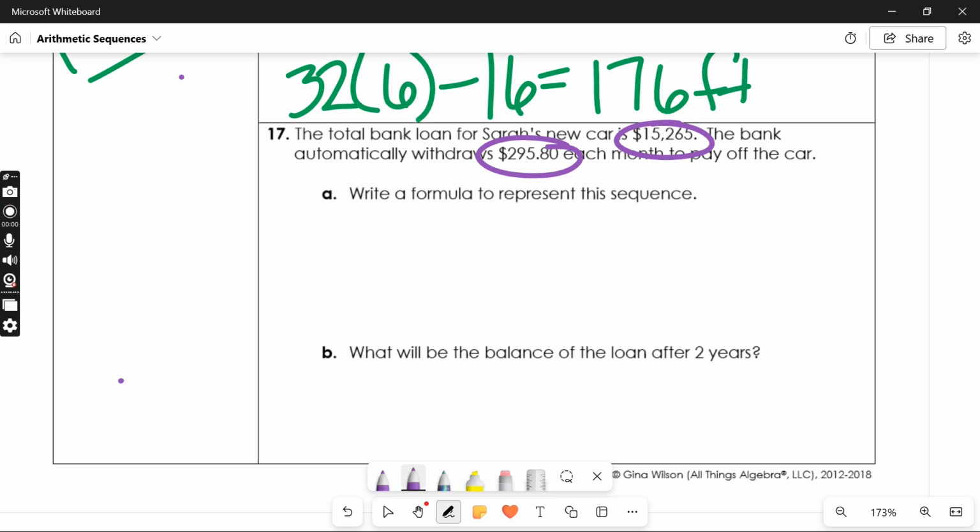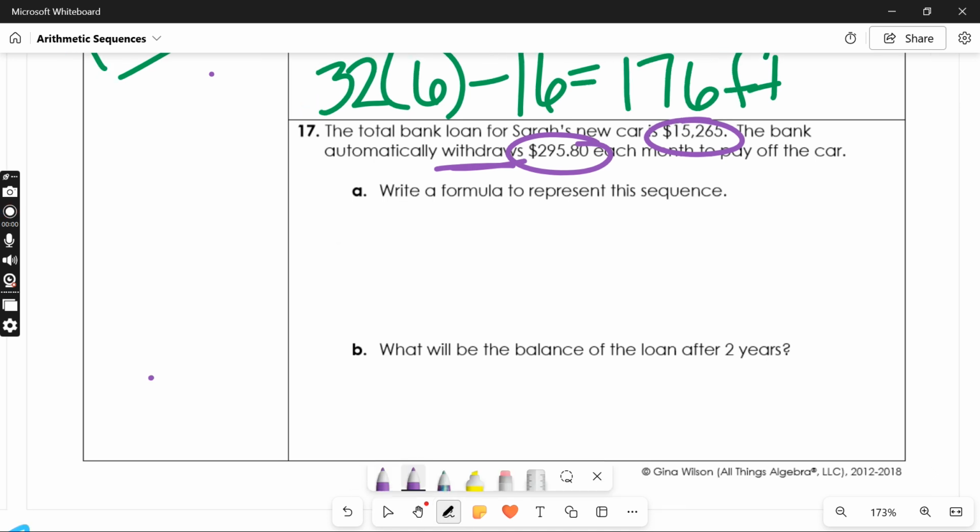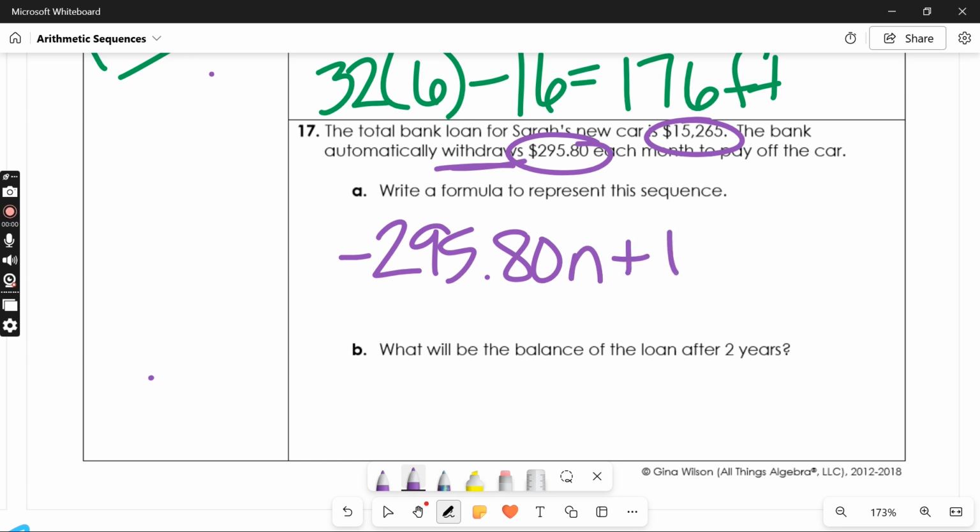So arithmetic sequences are a lot like linear functions. Since it gave us her starting value, not how much she's paid, not how much is left after the first month, we can just go straight to our formula. This withdraw means that they're taking money off of it, so that means it's going down. So her formula is going to be negative 295.80 n, and then plus the amount she's starting with, the 15,265.